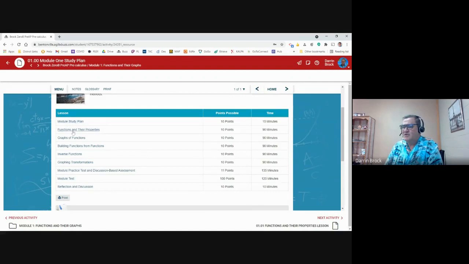Module study plan, functions and properties, that's lesson one. Graphs of functions, lesson two. This is all the stuff for this module. It has how long they expect it should take to do these lessons. All right, so there is what their expectation is.